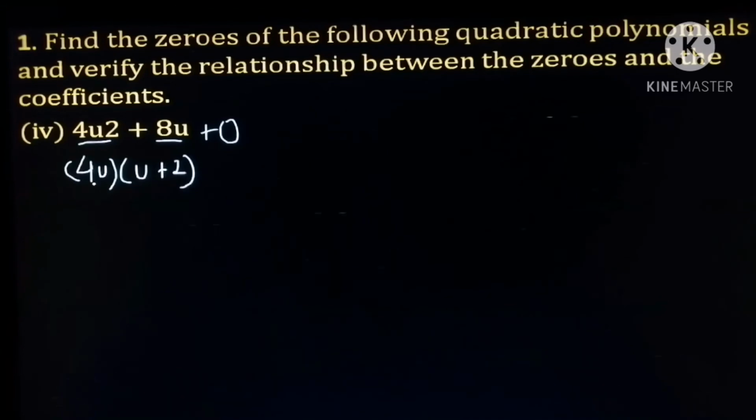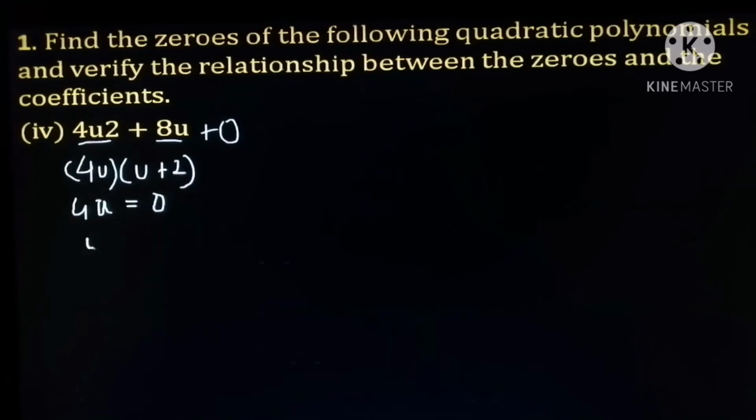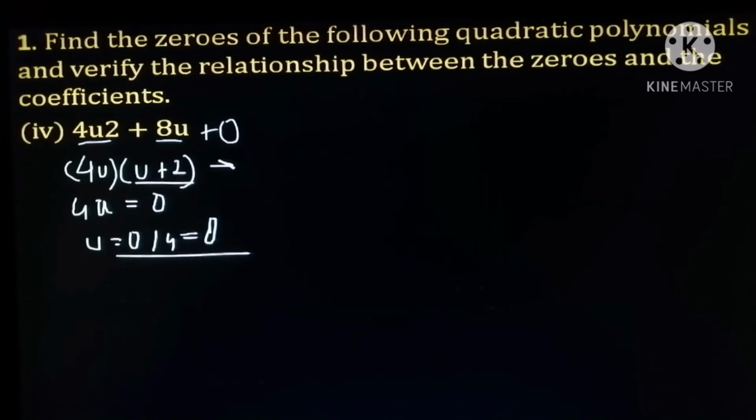So when 4u has to be equal to 0, there can be only one value of u. So here you have 4u is equal to 0, so u is equal to 0 by 4, and this is equal to 0. So your alpha is equal to 0. Now here you have u plus 2. u plus 2 is equal to 0. This implies that u is equal to minus 2. You have both the zeros. Let's verify the relations. Alpha plus beta is equal to minus b by a.